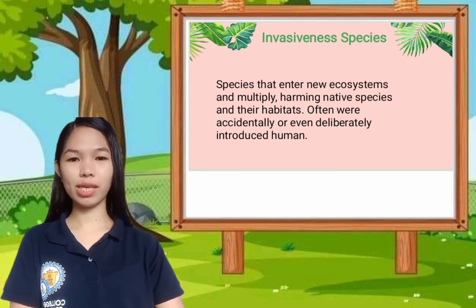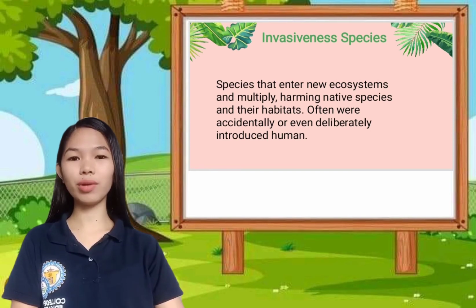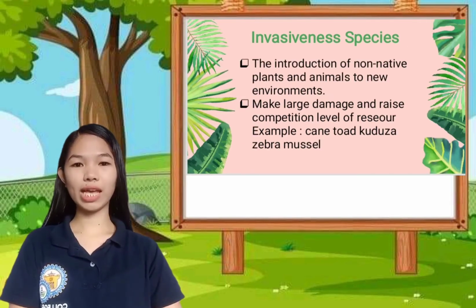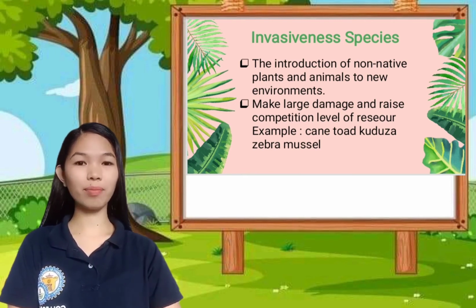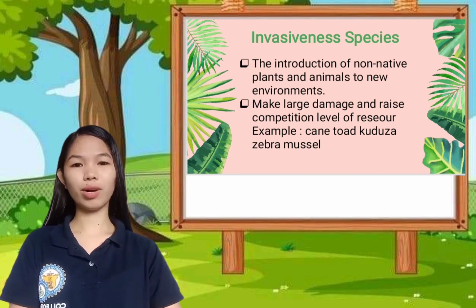The second cause of biodiversity loss. Invasive species enter new ecosystems and multiply, harming native species and their habitat, often accidentally or even deliberately introduced by humans. An example of invasive species is the introduction of non-native animals and plants to new environments that make large damage and raise the level of competition for resources. For example, the zebra mussels.